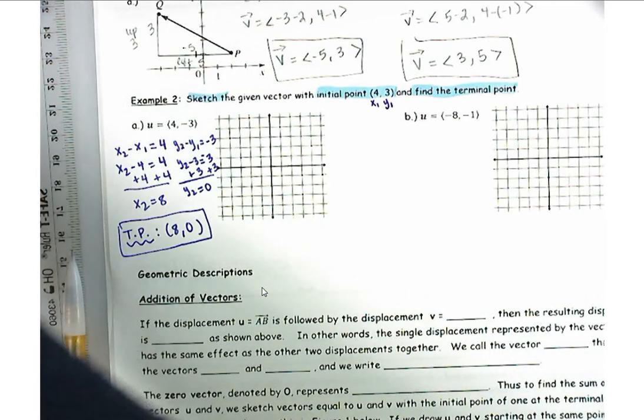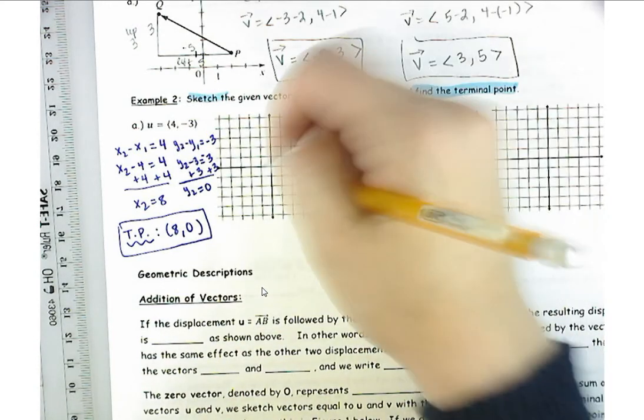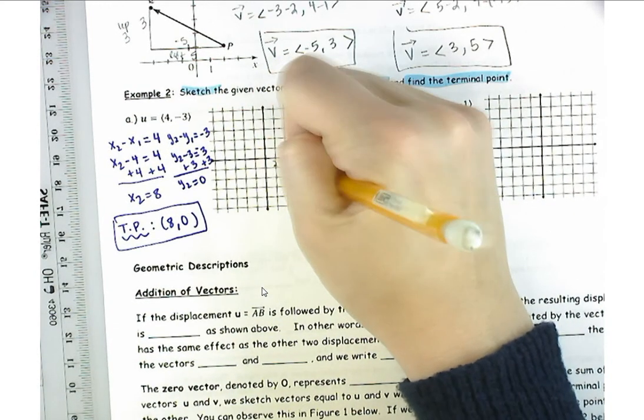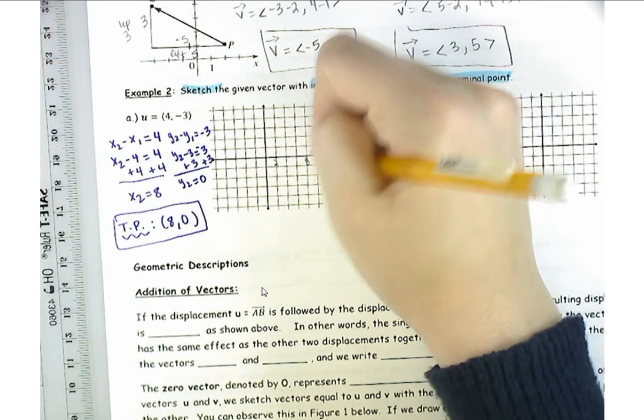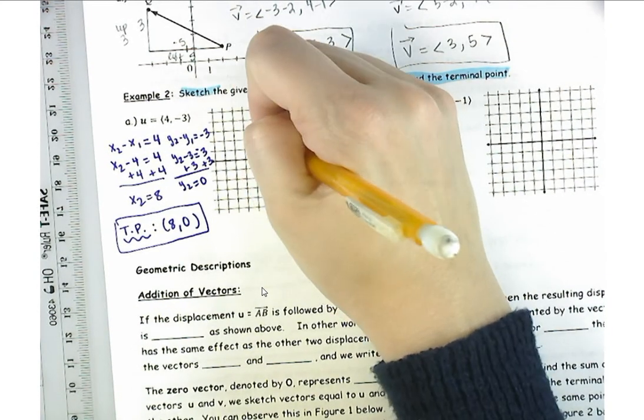So on my graph, I'm going to want my scale to go by what? 2's. Okay, so this will be 2, 4, 6, 8. Now with my y-axis, I can just go by ones. 1, 2, 3.